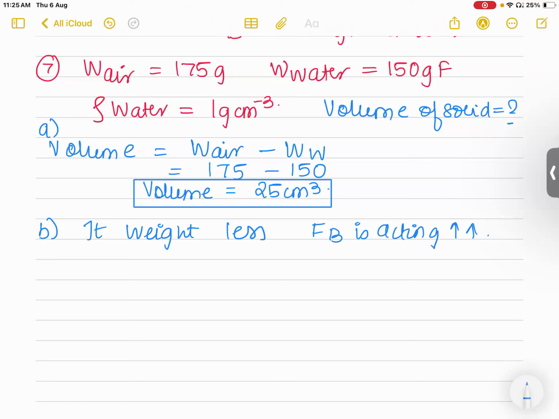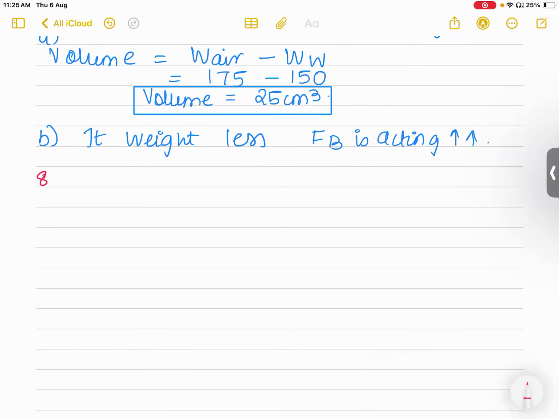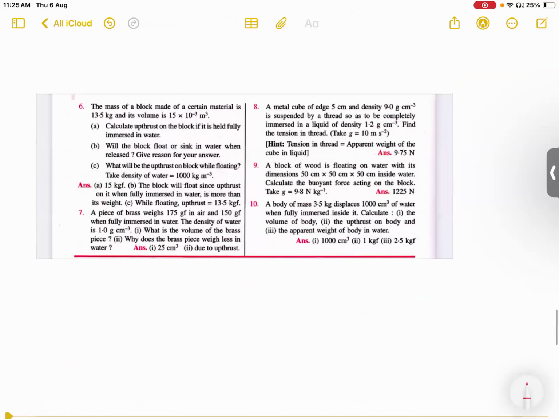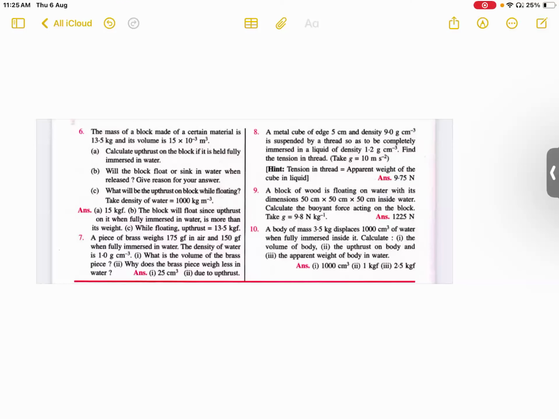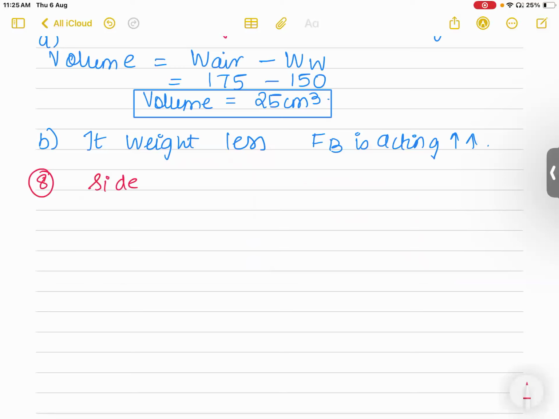Question number 8, I think many students had a doubt. So let me try to solve and explain the eighth question. Question 8 is: a cube of edge 5 centimeter. Edge means side is given to us. So I'll write here, side of the cube is 5 centimeter. Then the density of that cube is also given to us. So density of solid is 9 g cm raised to minus 3.